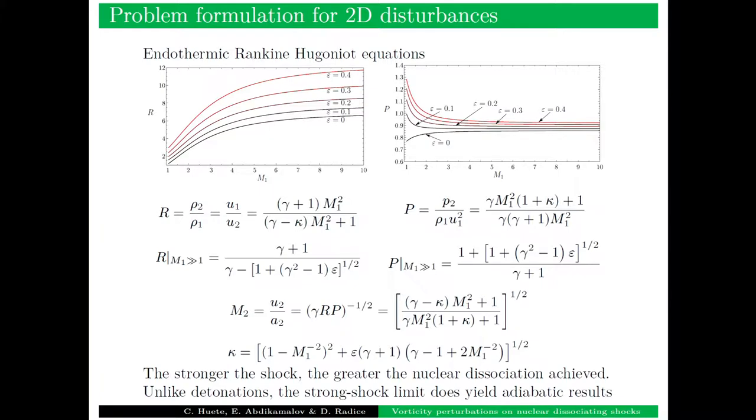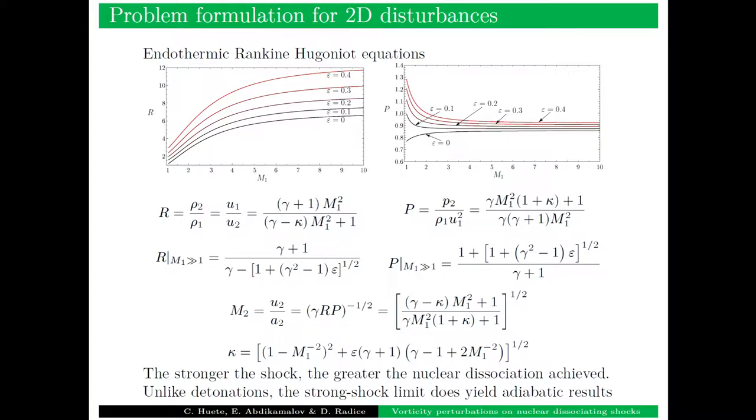Now, this is the corresponding jump condition, where we have the density compression ratio, pressure, and the corresponding strong shock limit. Let me say something: in our case, this is not a self-sustaining reaction. I mean, the stronger the shock, the stronger the nuclear dissociation degree. So for this reason, the strong shock limit value at the end is different depending on this dissociation parameter, okay?